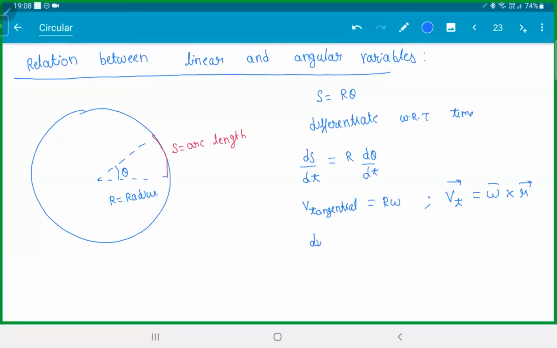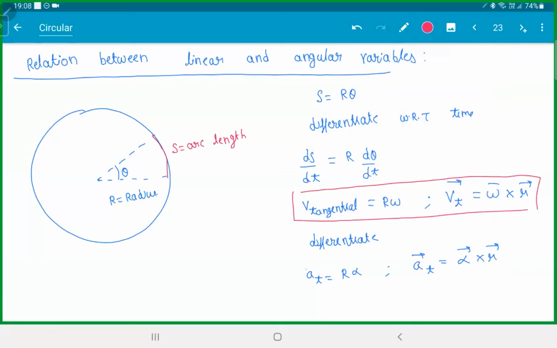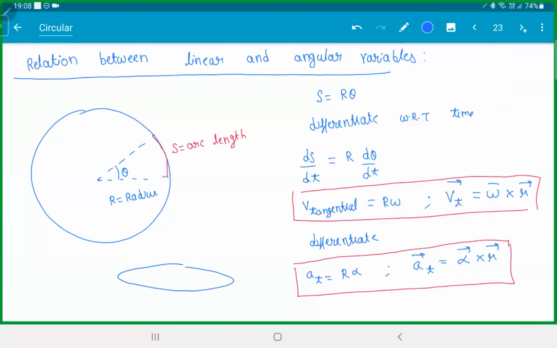If you differentiate this again, we get A tangential is R alpha. The vector form, A tangential, this is only the tangential component, is alpha bar cross R bar. So if they give you in terms of vectors R bar and omega bar, you have to do cross product. This is a relation between linear and angular variables. The reason why the cross product looks like that, think about it.